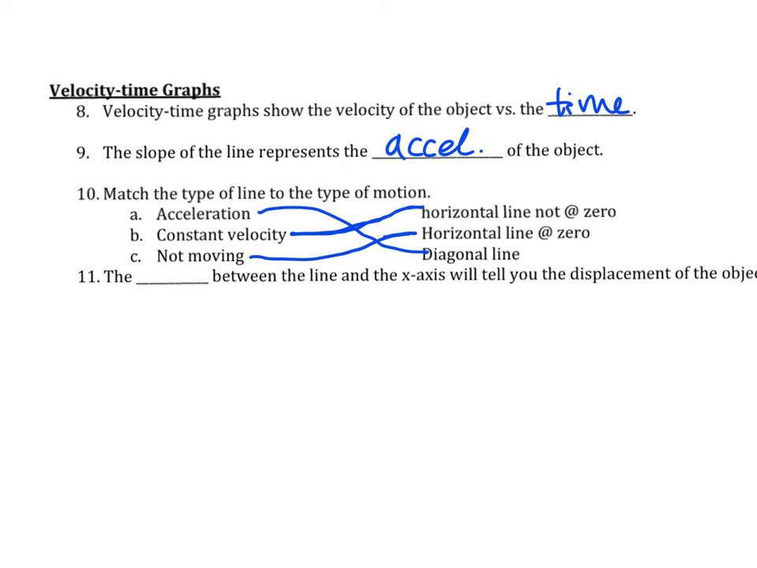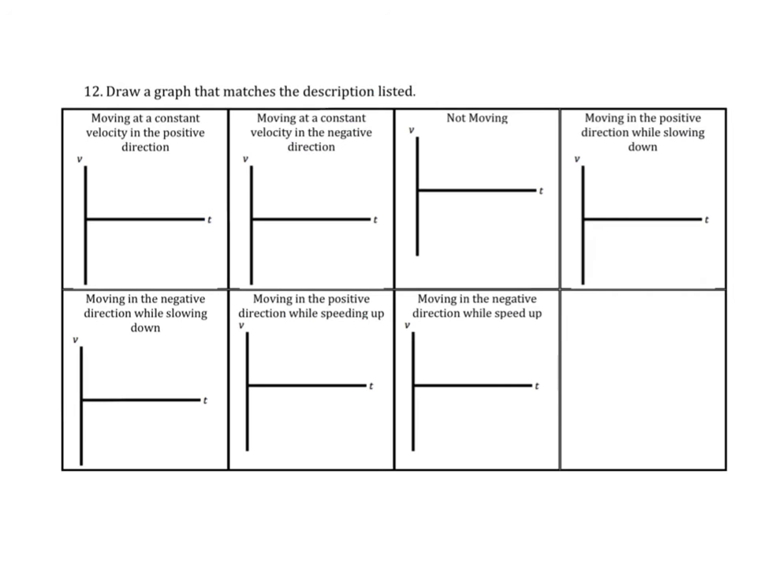Then number 11, it's the area between the line and the x-axis that will tell you the displacement of the object, or simply how far it's traveling during that period of time. So let's sketch these out. For the first one, moving at a constant velocity in the positive direction. On a velocity time graph, for positive direction, we need to be above the x-axis, and a constant velocity we just talked about was a horizontal line.